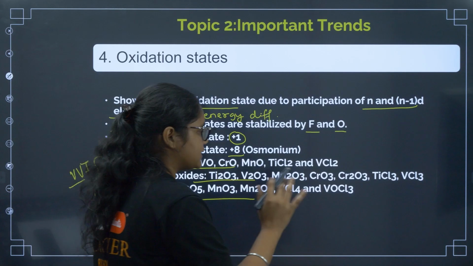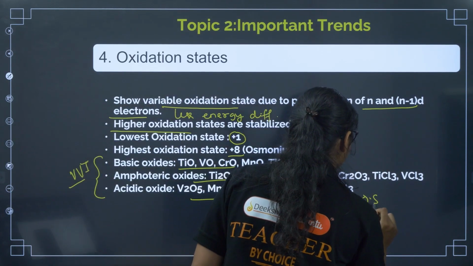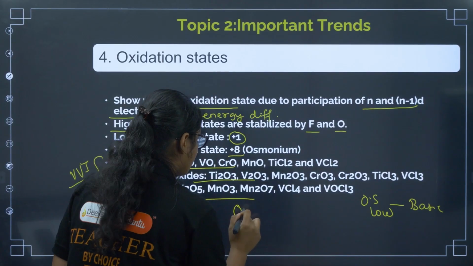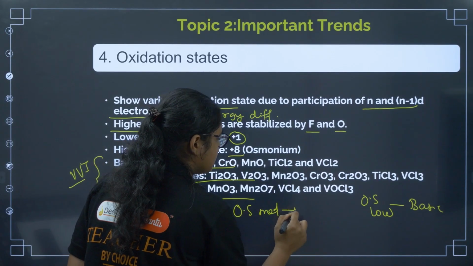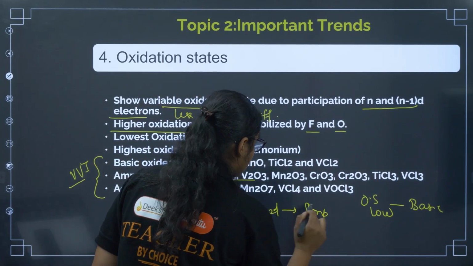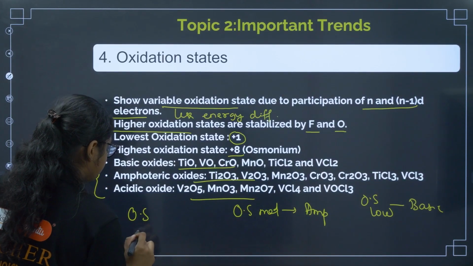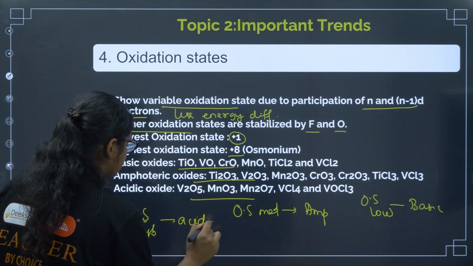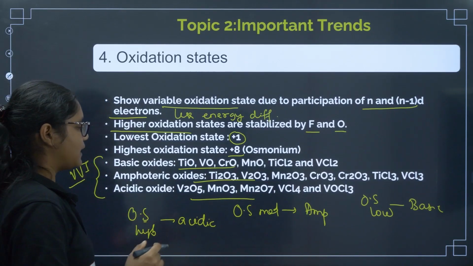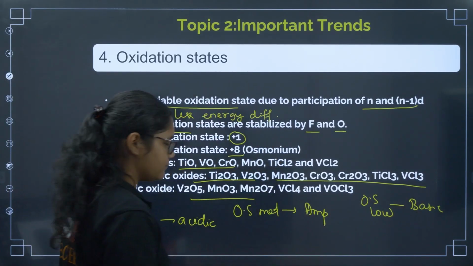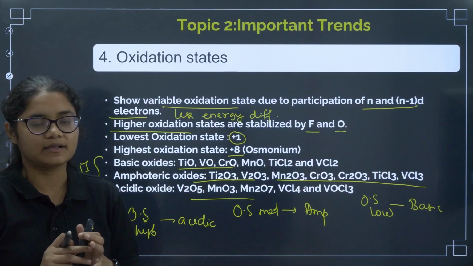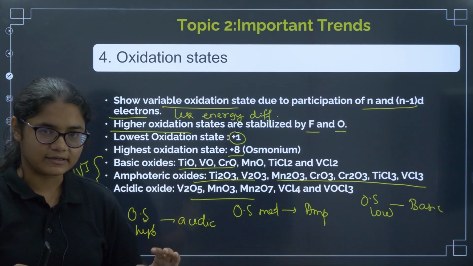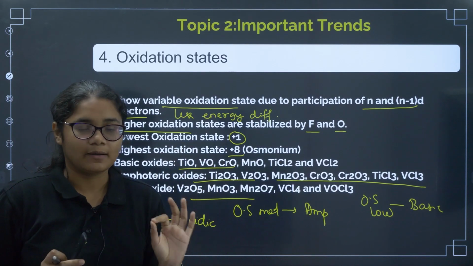So if you remember, a general thing: if the oxidation state is low, then it is basic. If the oxidation state is somewhere in the medium range, then it will be amphoteric, and if the oxidation state is very high, then it will be acidic in nature. So you have to remember amphoteric, especially all the examples, very important, because they will ask which of the following oxides are amphoteric or basic or acidic. So you have to remember as many examples as you can.